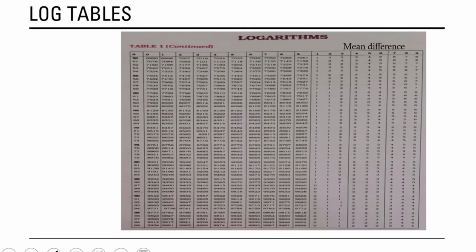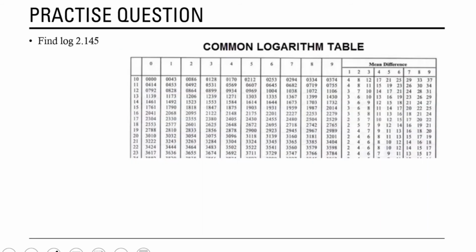Now we will see an example of how we can use the log table to find the log of a given number. The question says find log 2.145. If you remember the steps I already told you, the first step is to write the given number in the standard form. So here it is log 2.145 to the base 10.